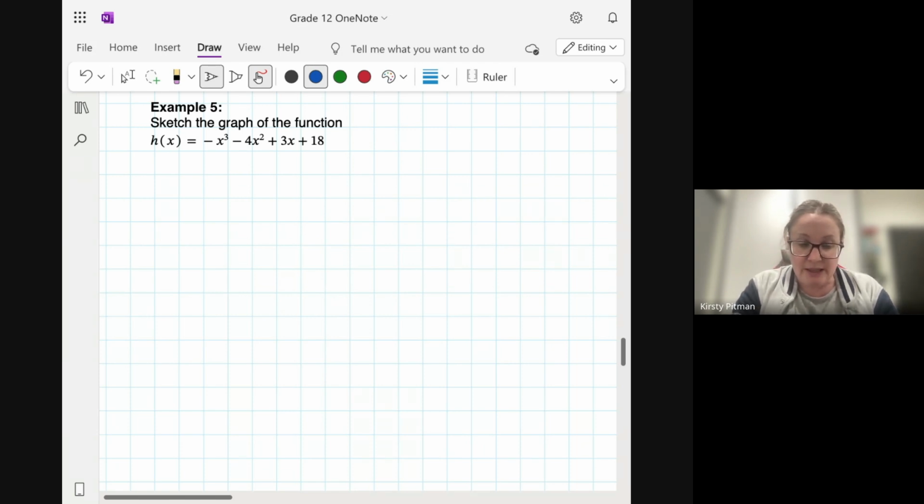It's a nice one. It's a negative one. So what do we know? We know that the A value is negative, so it's going to be sloping downwards this time.